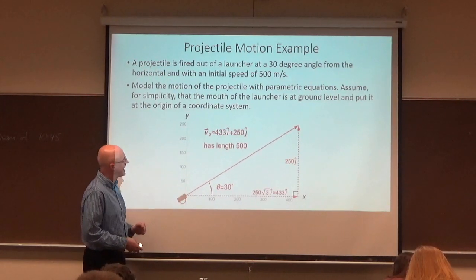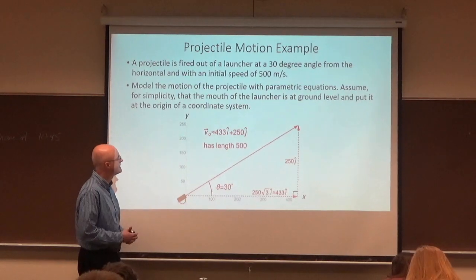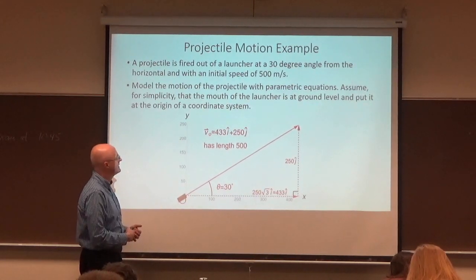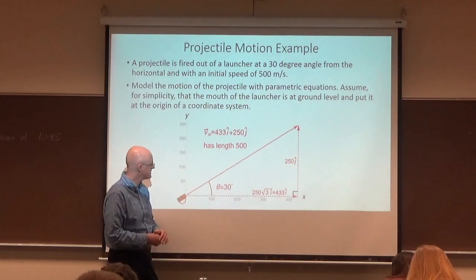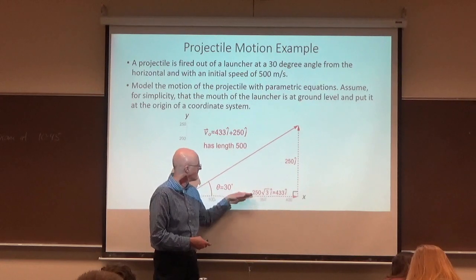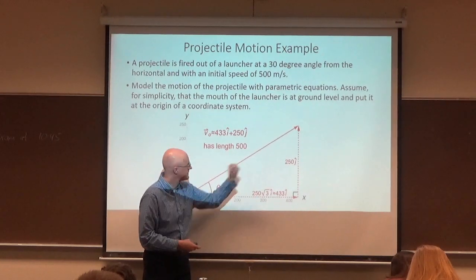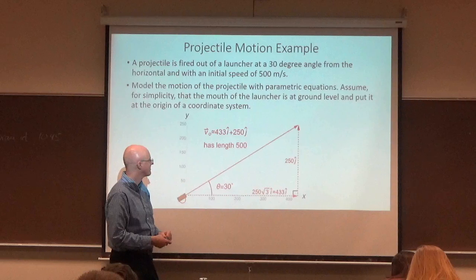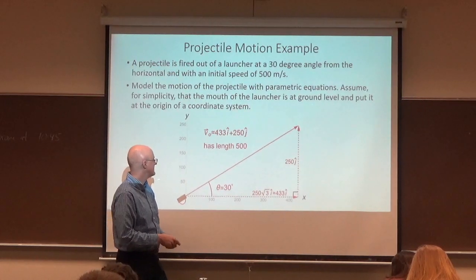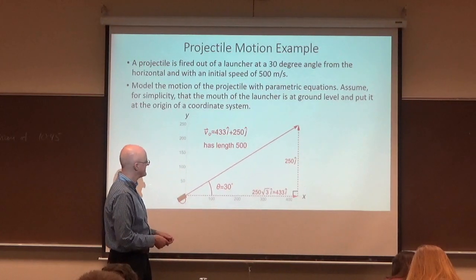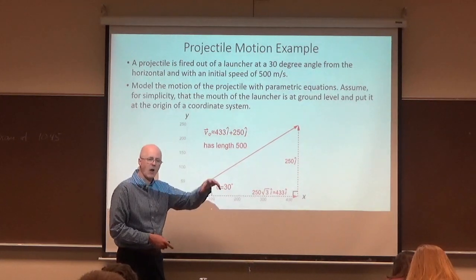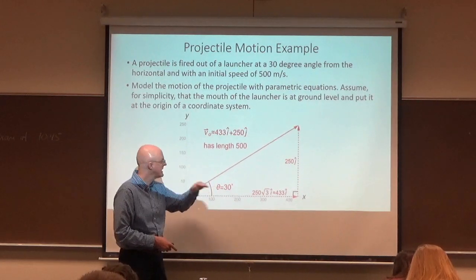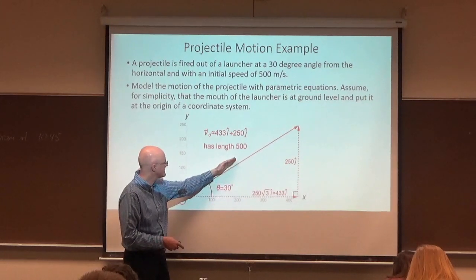This red arrow is the velocity vector. Its length is 500. Using trigonometry in this right triangle, the fact that this angle is 30 degrees, which is pi over 6 radians, you can figure out the length of the adjacent side to this angle and also the length of that opposite side. For example, think about SOHCAH, CAH: cosine is adjacent over hypotenuse.